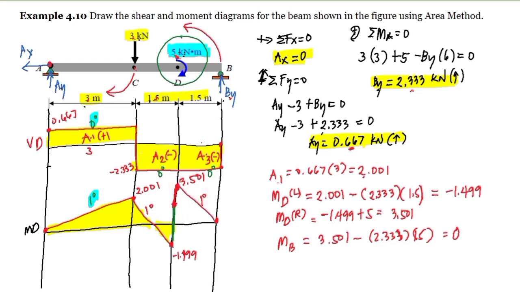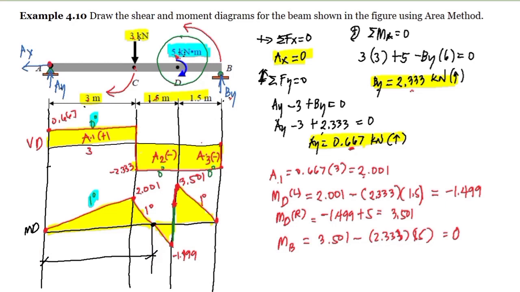Okay? So, this would be our moment diagram. And it doesn't end here, because we have a possible question: what is the location of the point of inflection from the left support? The point of inflection is the location of zero moment. This is the location of the point of inflection.